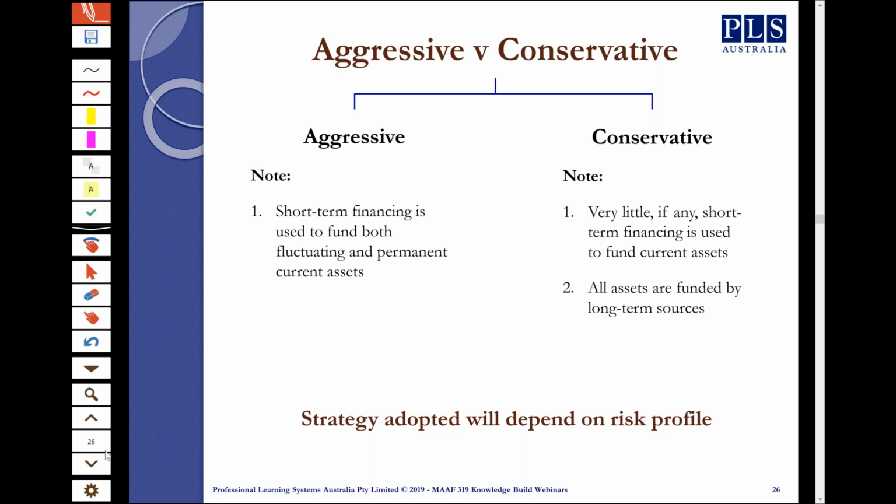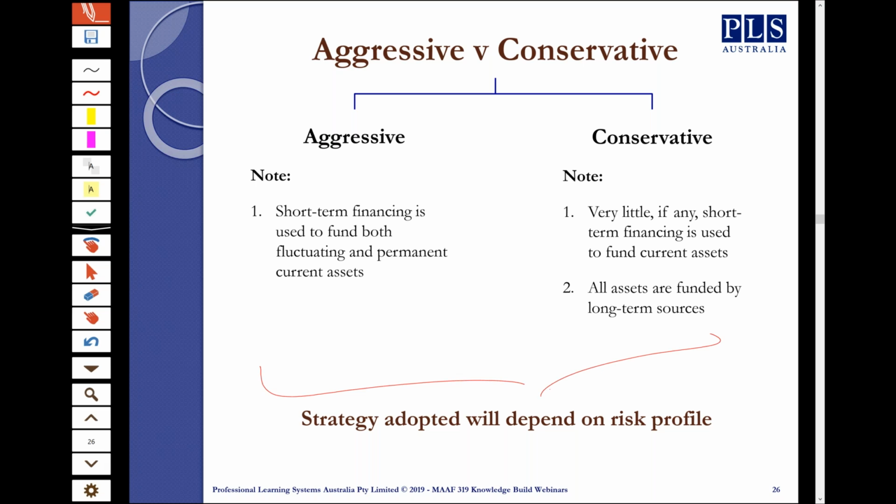If we just build across these, with respect to that aggressive conservative logic, maybe just one thing to pick up on is that if you've got an aggressive approach, you'll find that short-term funding may be used to fund both fluctuating and permanent current assets. If you're conservative, very little, if any, short-term financing is used. All assets are funded by the long-term sources.